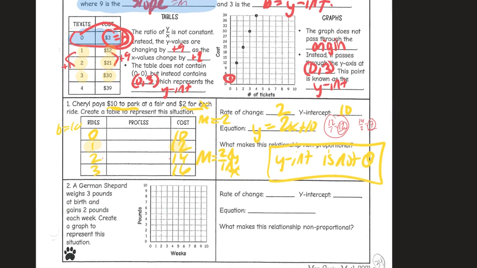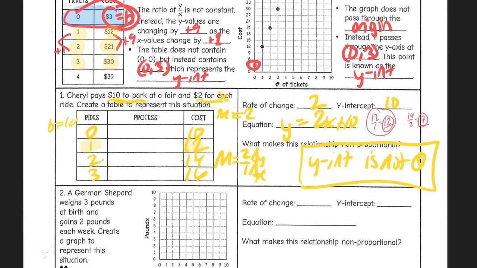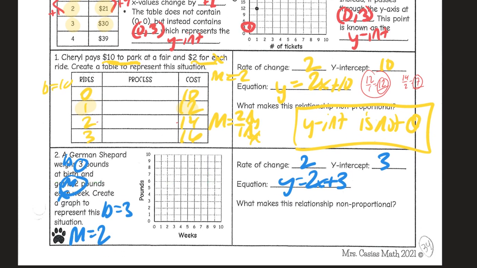Okay? All right, one more, and then we're done. A German Shepherd weighs 3 pounds at birth and gains 2 pounds each week. So each means X. So M is 2. And then it started at 3, so there's your B. So B is 3. So my rate of change is 2. My y-intercept is 3. Y equals 2x plus 3. Non-proportional because y-intercept is 3 and not 0.